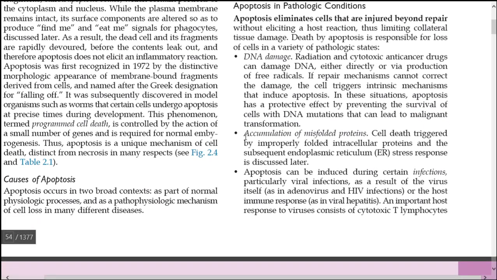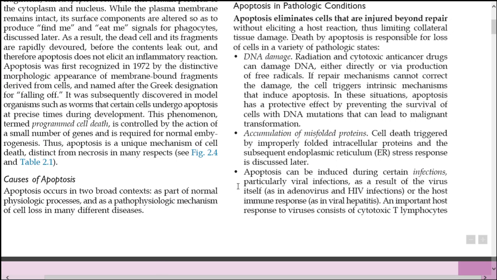Sometimes, due to accumulation of misfolded proteins, endoplasmic reticulum stress occurs, because cell death is triggered by improperly folded intracellular proteins, and finally the endoplasmic reticulum stress response will take place, which we'll be seeing later.